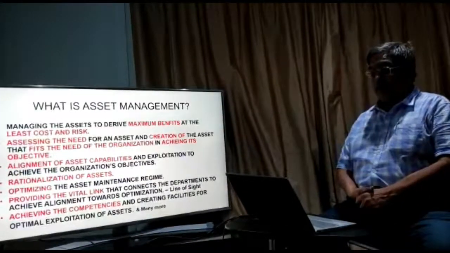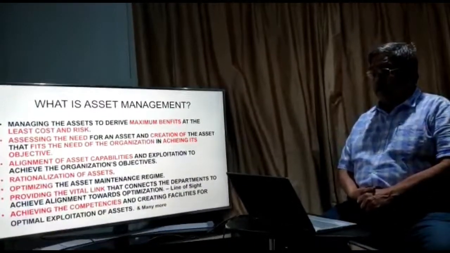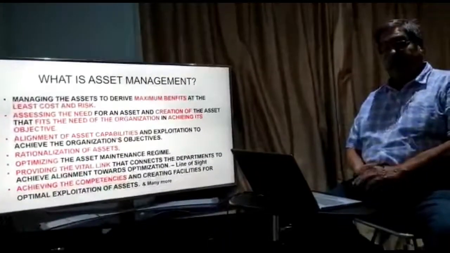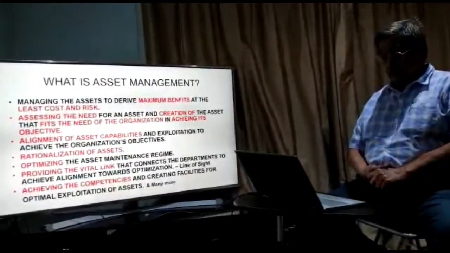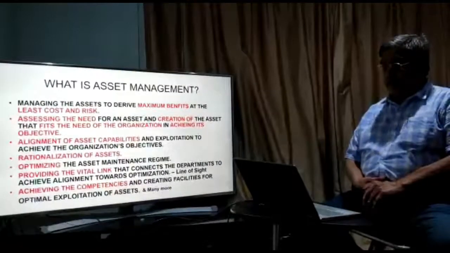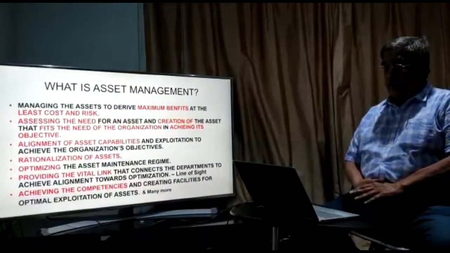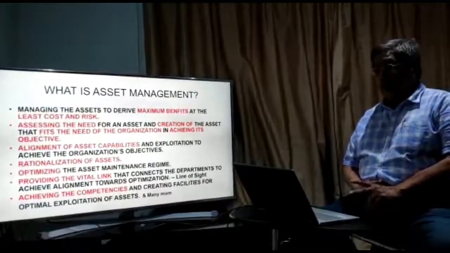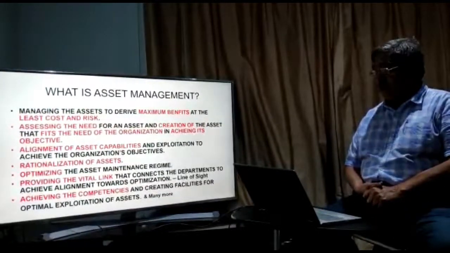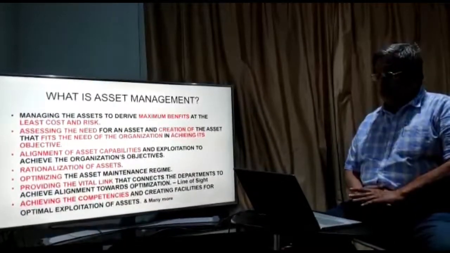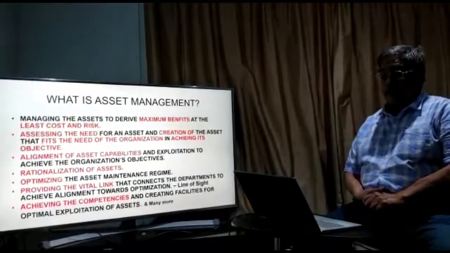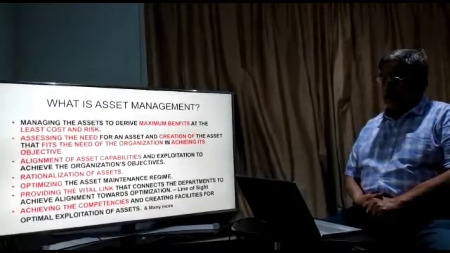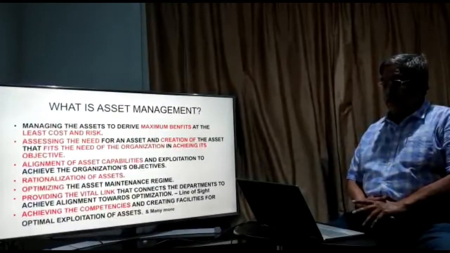What is asset management? Asset management is managing the asset to derive the maximum benefit at the least cost and the least risk. It involves assessing the need for the asset and creating an asset that fits the need of the organization. There is a purpose for creating an organization and a need to achieve it, so the objective has to be achieved in the end. Alignment of asset capabilities and exploitation to achieve the organization's objective.